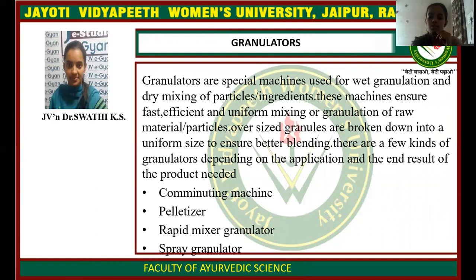Next, coming to the granulators. Granulators are special machines used for wet granulation and dry mixing of particulate ingredients. These machines ensure fast, efficient, and uniform mixing or granulation of raw material or particles. Oversized granules are broken down into a uniform size to ensure better blending. There are a few kinds of granulators depending on the application and the end results of the products needed: comminuting machines, pelletizers, rapid mixer granulators, and spray granulators.